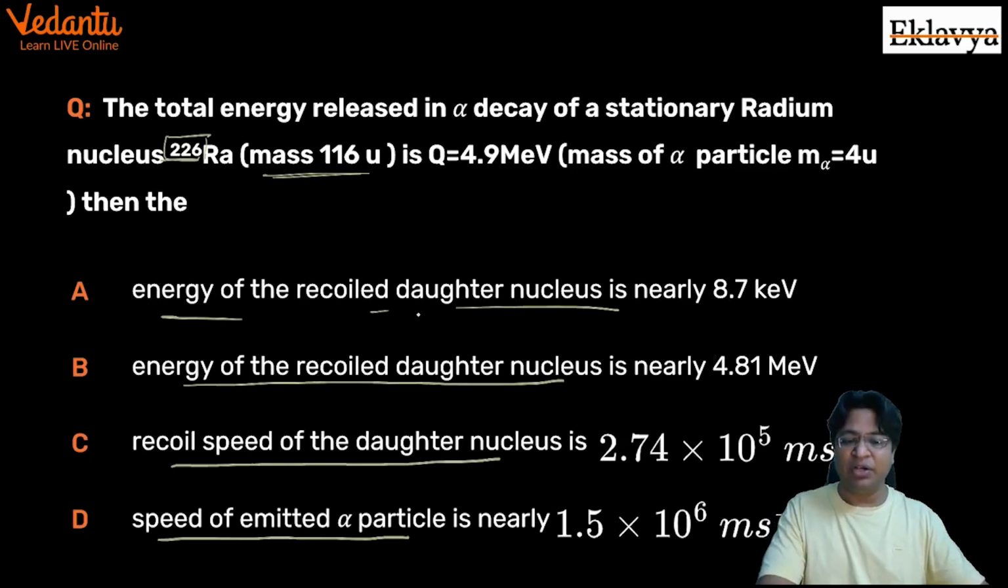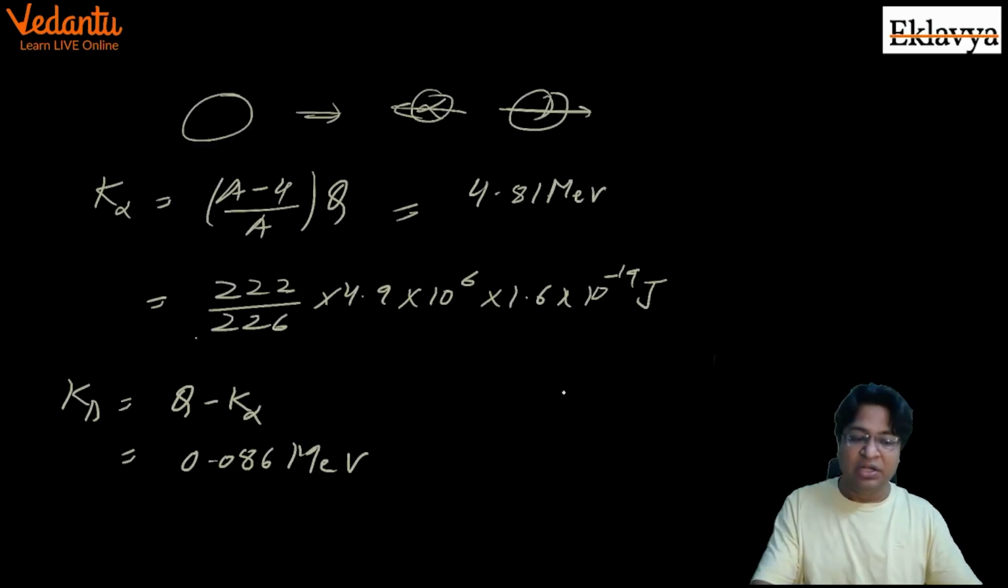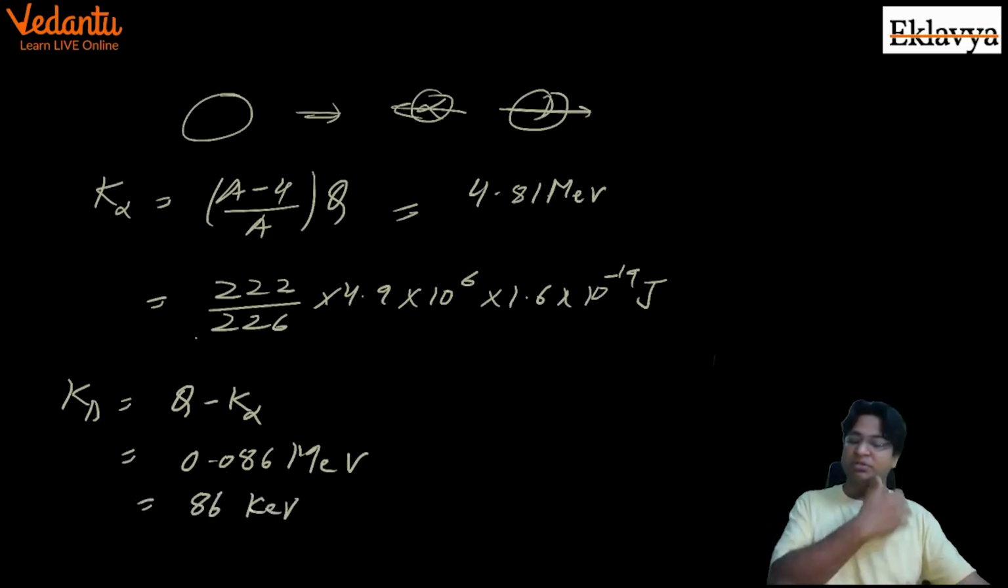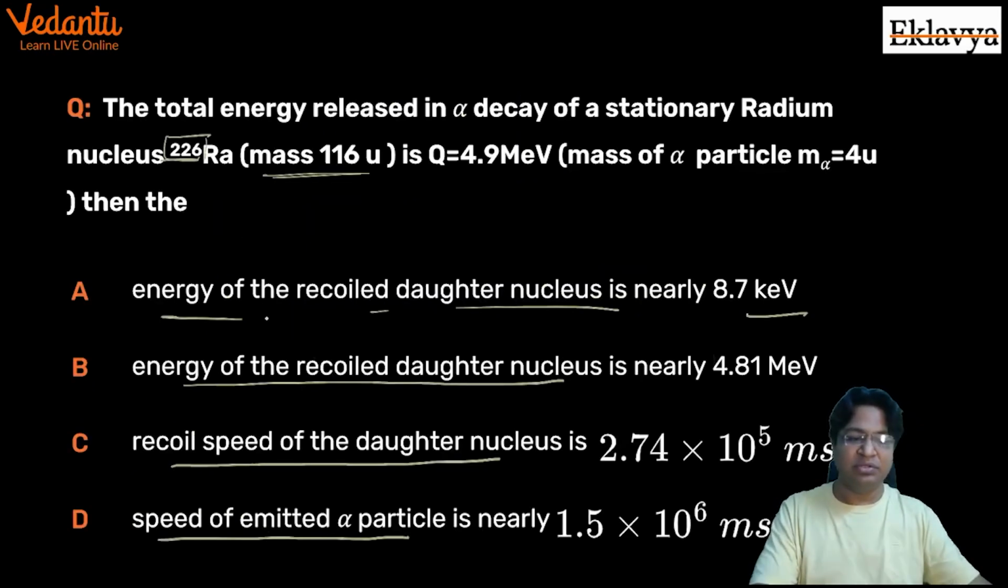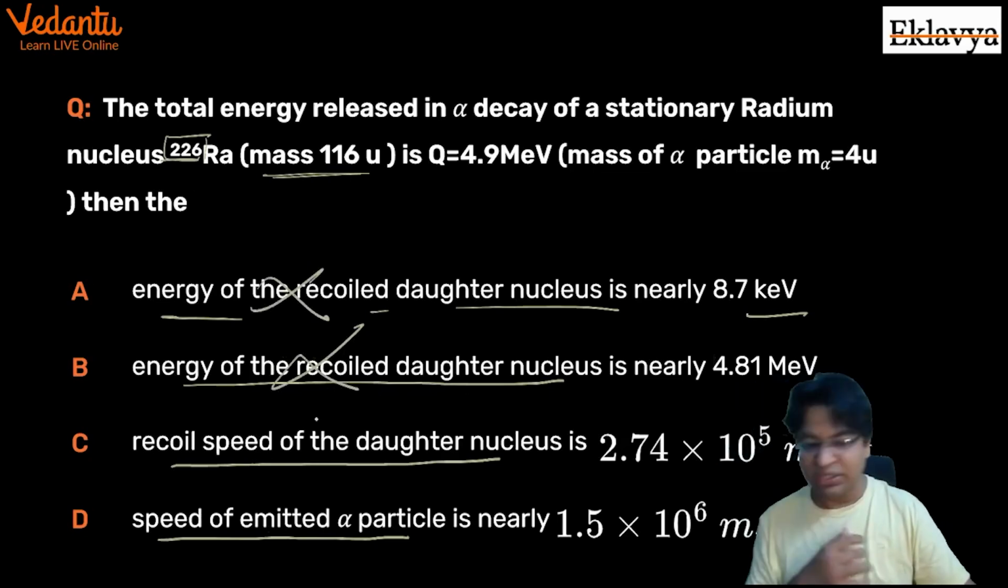So energy of the recoiled daughter nucleus is 8.7 keV. Here it is keV, guys. Let me check in the PDF. It was keV. So let me express this in keV. It would be 86 keV. I'll multiply with 1000. So this option is not correct. Kinetic energy of the recoiled daughter nucleus is nearly this, again this is not correct. Energy of the recoiled daughter nucleus, yeah, this is not correct.